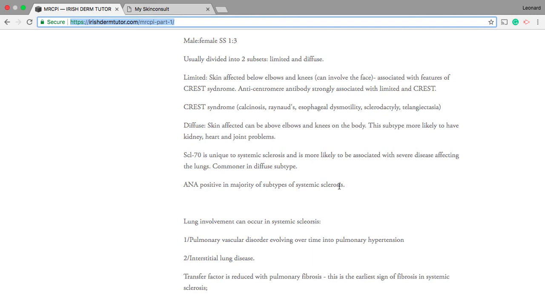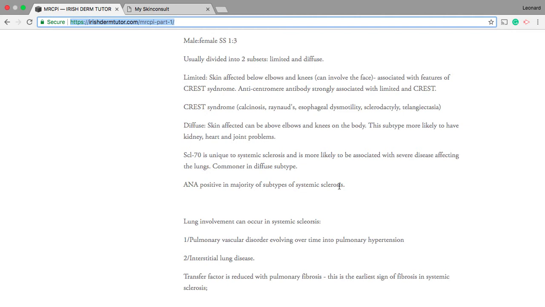So as well as affecting the areas distal to the elbows and knees, it can also affect areas proximal, so it can be quite widespread and can affect the trunk as well. And this subtype is more likely to have kidney, heart, and joint problems. Severe kidney involvement is rare enough, but you can go into a scleroderma renal crisis, and heart involvement can also be quite severe.